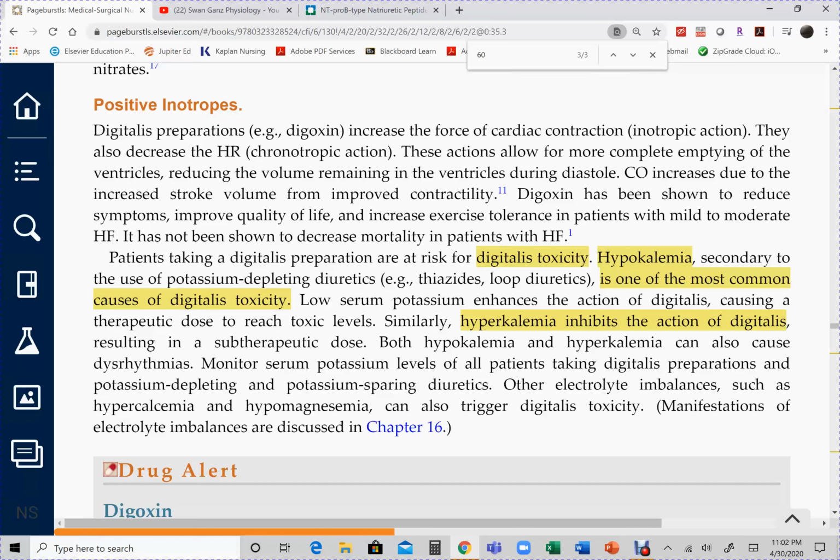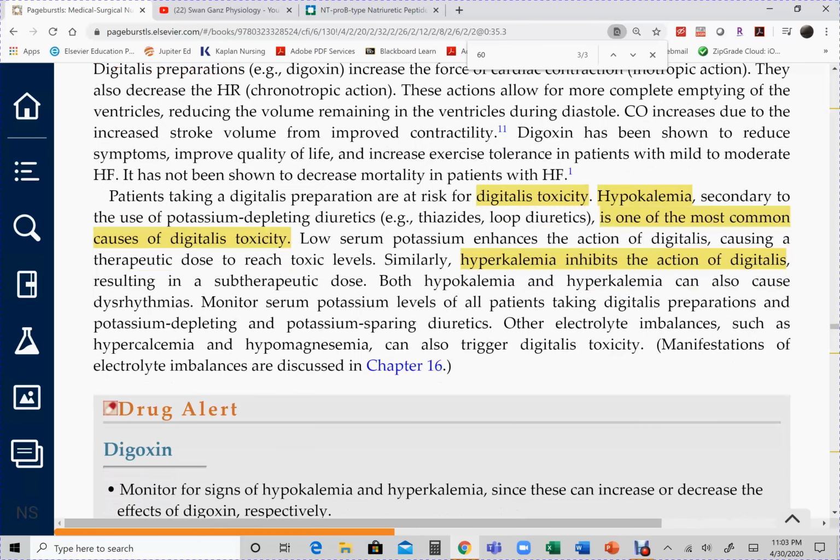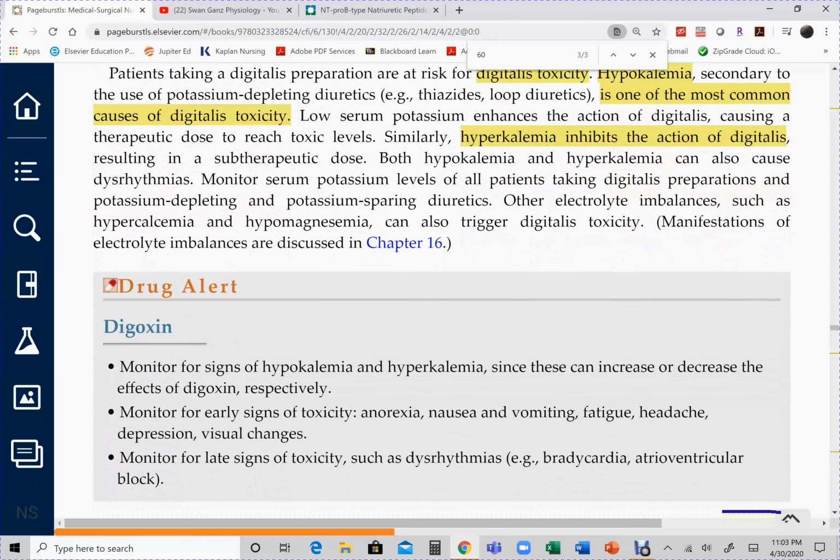The reason is the digoxin enters the cell via the sodium-potassium pump. Therefore, it needs potassium in order to enter the cell. So the lower your potassium, the more digoxin is left floating around in the bloodstream. And by contrast, if your potassium is too high, it will result in inhibition of the action of digoxin. So either way, there's really no good thing about potassium levels being too high or too low. They will affect digoxin either way.